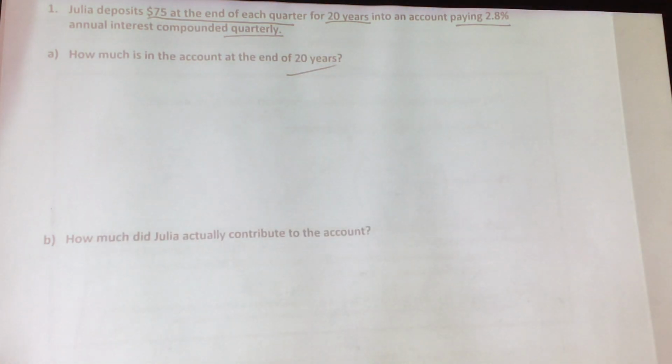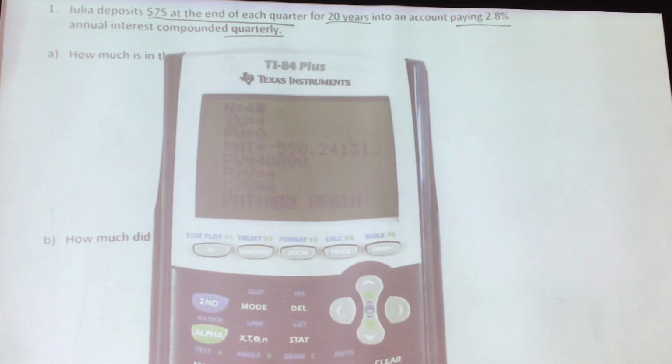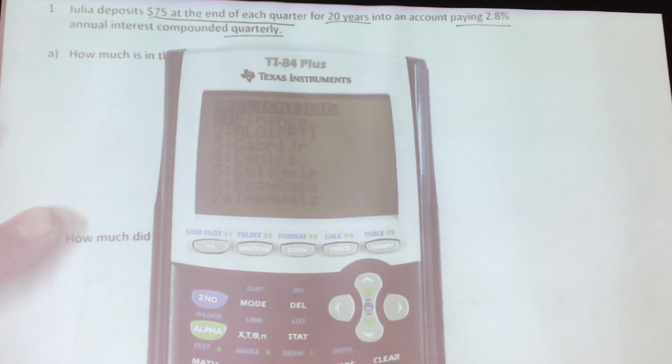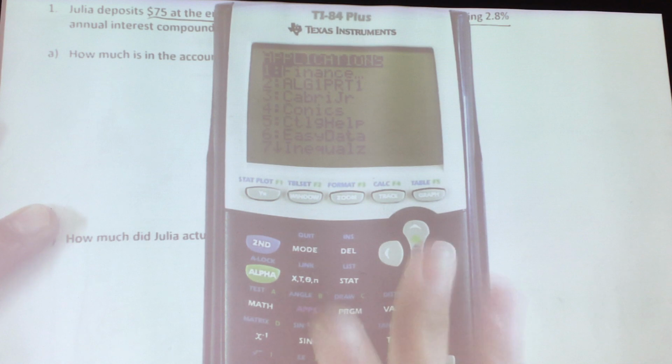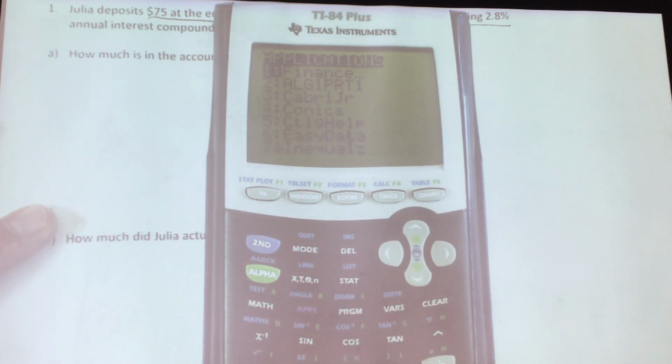So you can use the formula, which is in the front, or you can use the calculator. And I am going to use the calculator. Makes it much easier. So again, you're going to press Apps, Finance, TVM Solver, and let's enter all the numbers here. So N is the time, and the time here is 20 years. So it's 20 times 4, because you have 4 payments per year. I is the interest rate, which is 2.8.